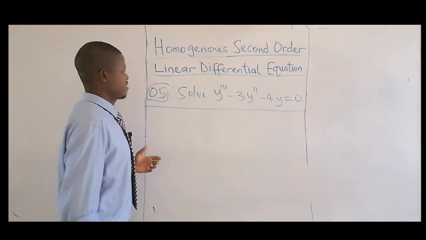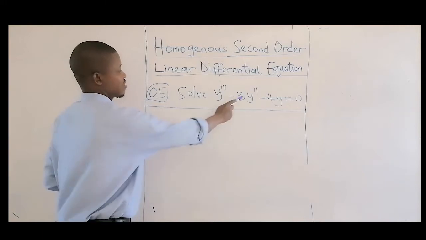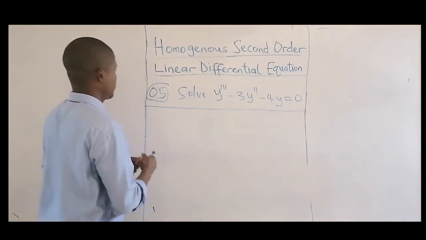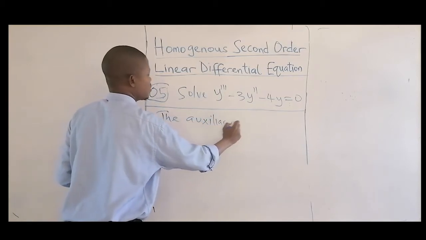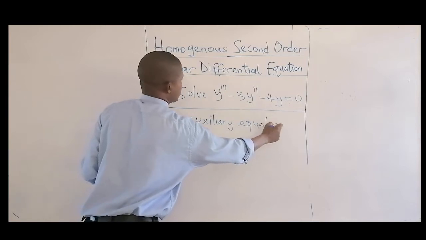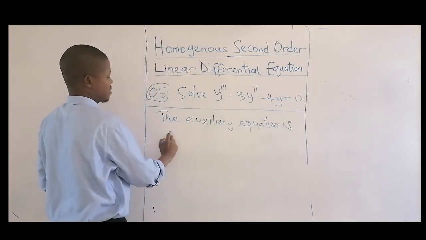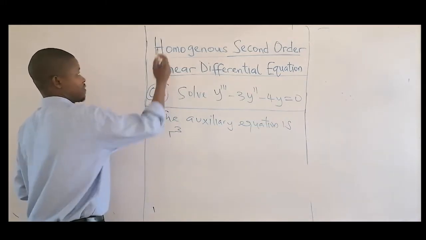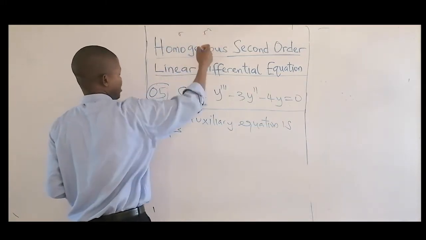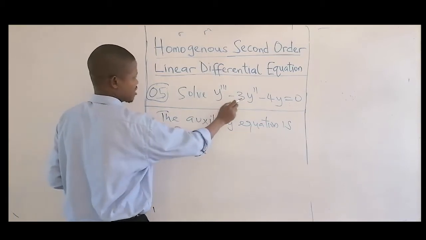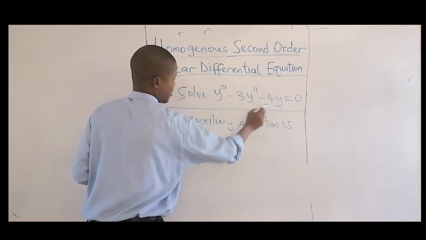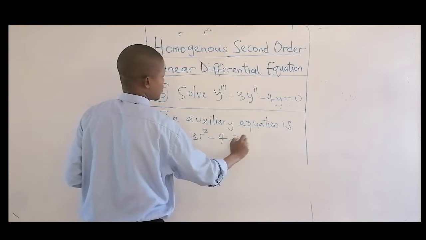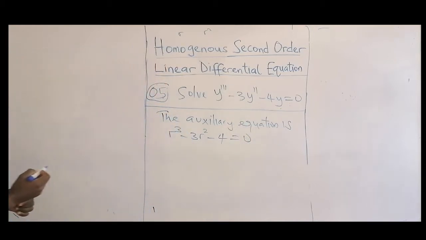The next question is also a third differential, a second differential, and a constant. The auxiliary equation of this differential: the third differential will be r cubed. I've explained that the first differential will be r, the second differential will be r squared, and so on and so forth. Then minus the coefficient here, 3, times r squared, and then this one is not a differential, so that will just be a constant, 4, equal to 0. So what do we do here? Let me check.